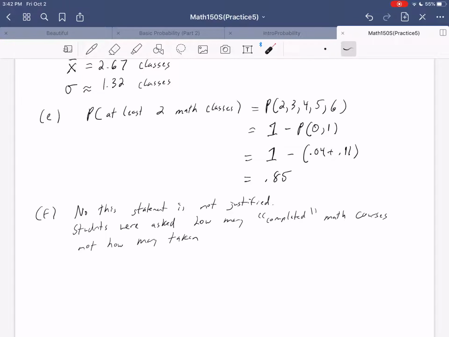So just being, again, very careful anytime we're working with actual data to make sure that the way somebody is interpreting their conclusion actually matches how they gathered the data or the questions that they were asking. So this wraps up practice 5.